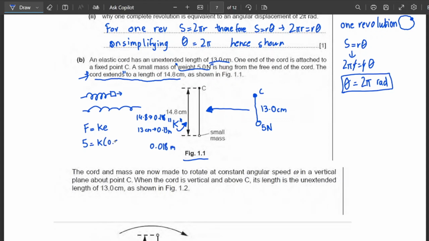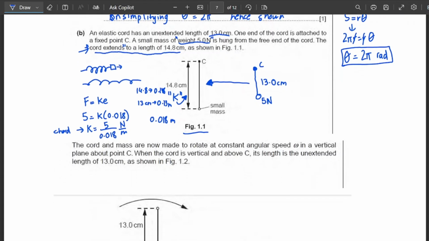So this thing right here is going to be 0.018 meters, and you can make K the subject. You're going to get this thing right over here, which is K. And of course, this is newtons per meter. Okay, so we just found the K for the cord. Okay, moving on to the next part.